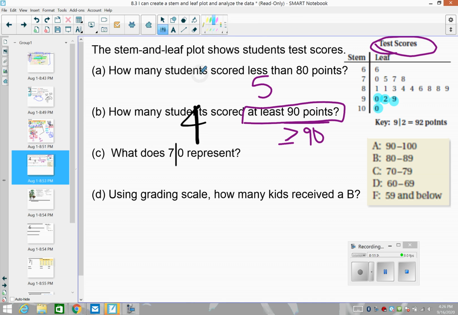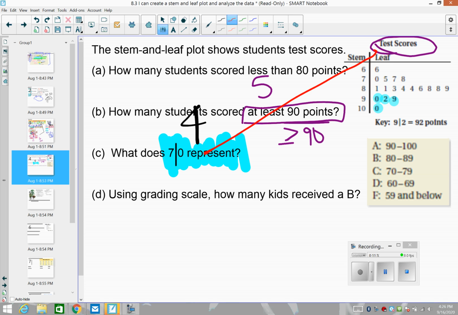Next question is asking about the key. What would this represent on the graph? What are we talking about? Are we talking about people, percentage? And it says right there that that means 70, a test score of 70. That's what that means for the key.